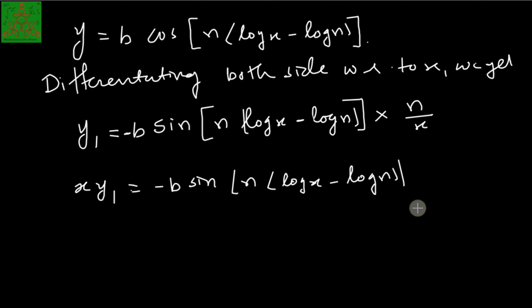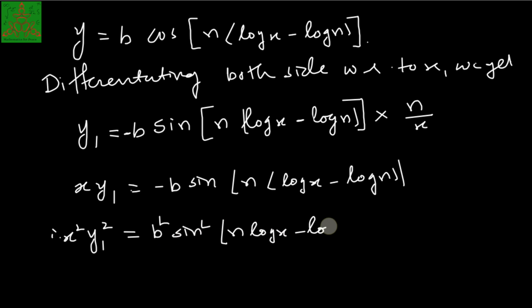We'll do the square both sides. Why are we doing the square? Because I want to put the value of cos. I want cos back here. So we know that cos square will be 1 minus sine square, or sine square I can use as 1 minus cos square. So this quantity will become in cos and I can put the value of y there. So for that I am making a square both sides. So for this, x square y1 square will be b square sine square n log x minus log n.